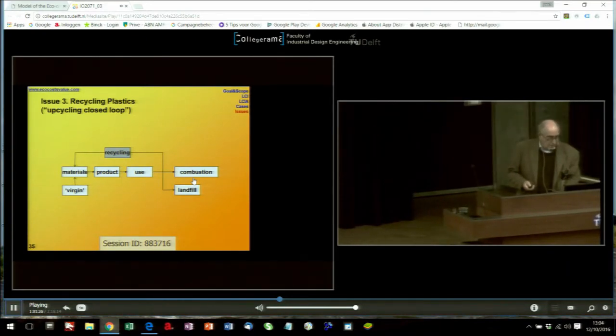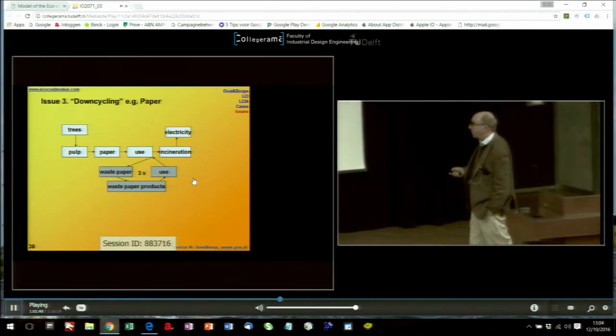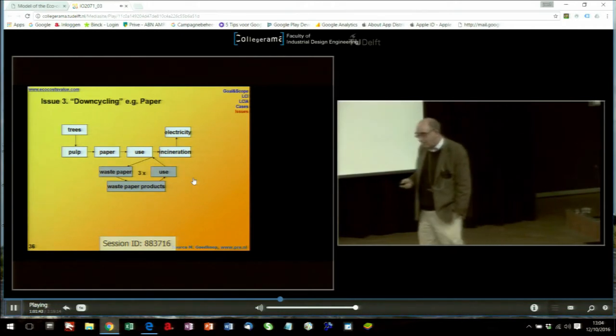In politics and in business, downcycling is also regarded as quite positive, since it reduces landfill and it reduces the use of virgin materials as well.